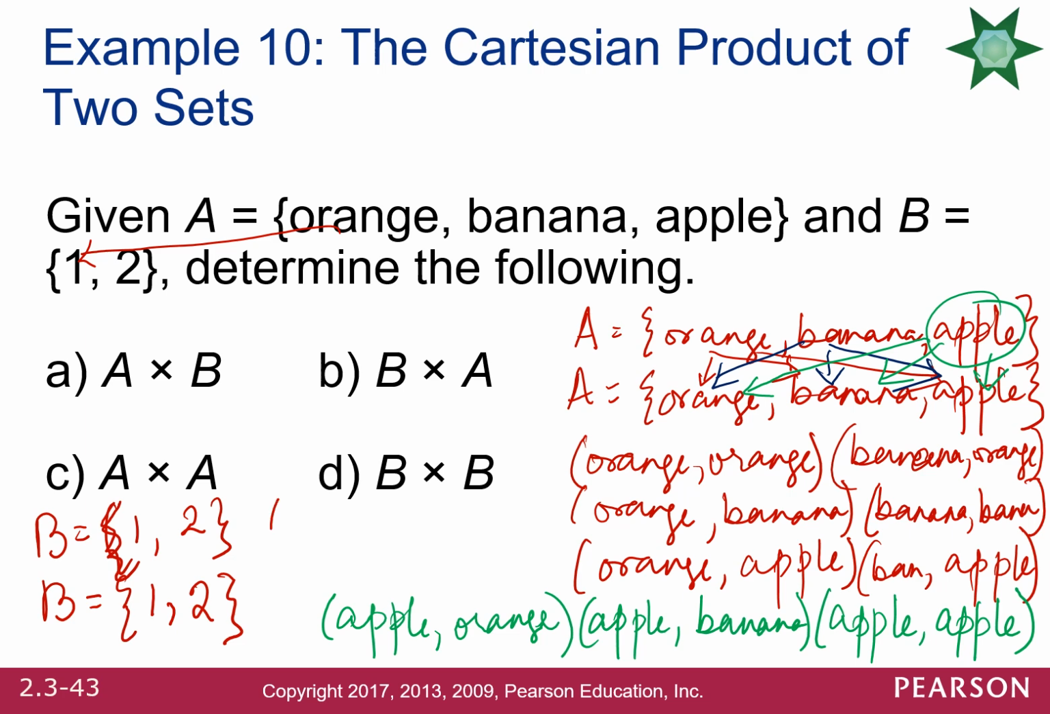The ordered pairs: 1, 1, 1, 2, and then 2, 1, and 2, 2. So that's the process we are going to use when we work on the Cartesian product of two sets. But let's go through the solutions and see if they worked it the same way as we have.